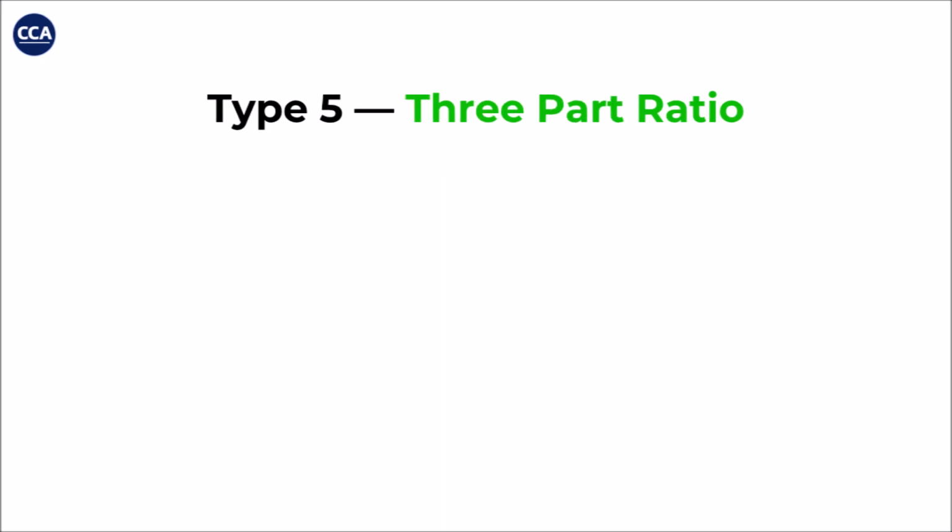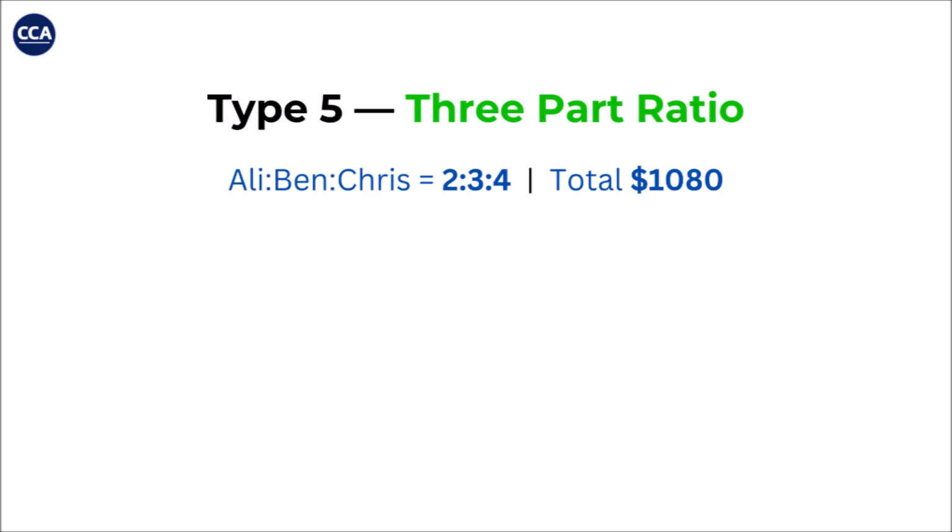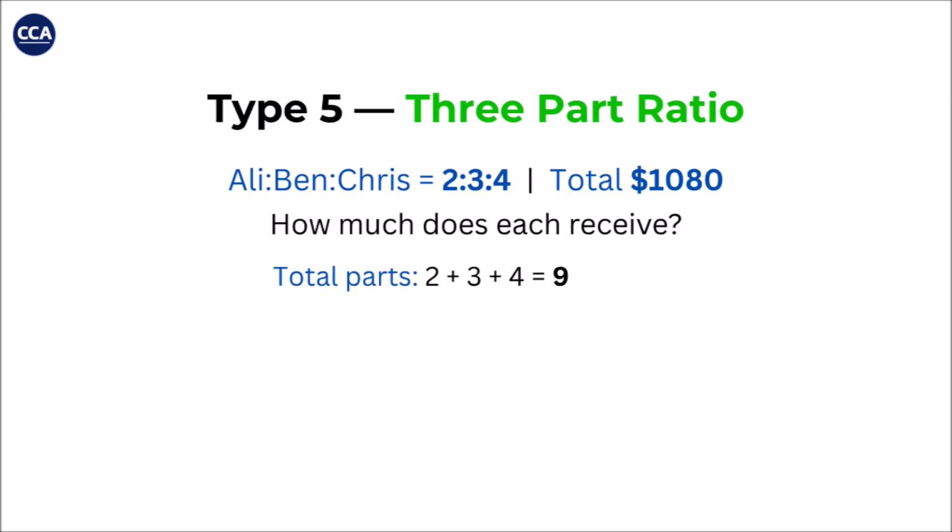The 5th type. 3 quantities shared in a 3-part ratio. Problem. 3 friends, Ali, Ben, and Chris, share prize money of $1,080 in the ratio 2:3:4. How much does each receive? Step 1. Ratio. 2:3:4. Step 2. Total parts. 2 plus 3 plus 4 equals 9. Step 3. Value of 1 part. $1,080 divided by 9 equals $120.